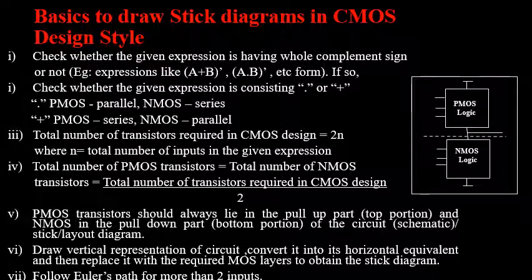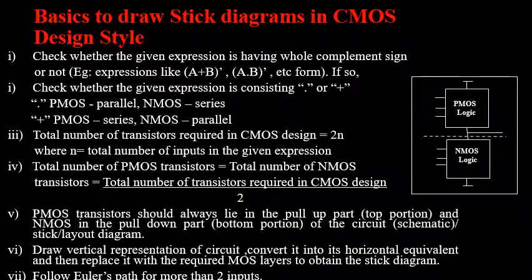Suppose you consider this particular example, y is equal to a plus b the whole complement. So here the total number of inputs is 2, that is a and b. So n value will be 2. So the total number of transistors required will be 2 cross 2, that is 4 transistors in total.